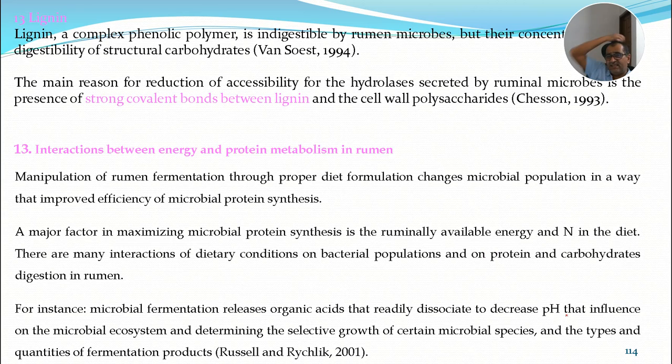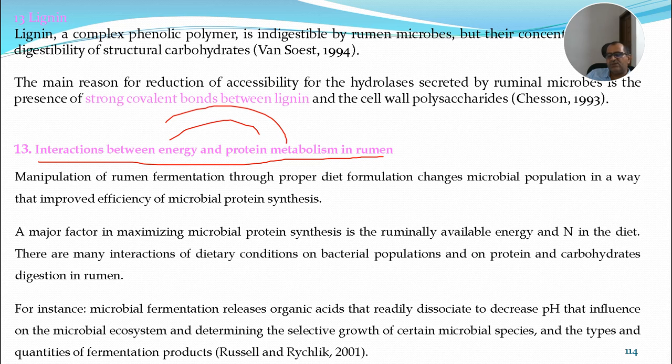Then lignin is the one that is digested last. It is a complex phenolic polymer, with strong covalent bonds between the lignin components, etc. Whereas the interaction between energy and protein metabolism is there in the ruminants. Hence, energy is converted to protein, and protein, whenever required, is converted to energy.